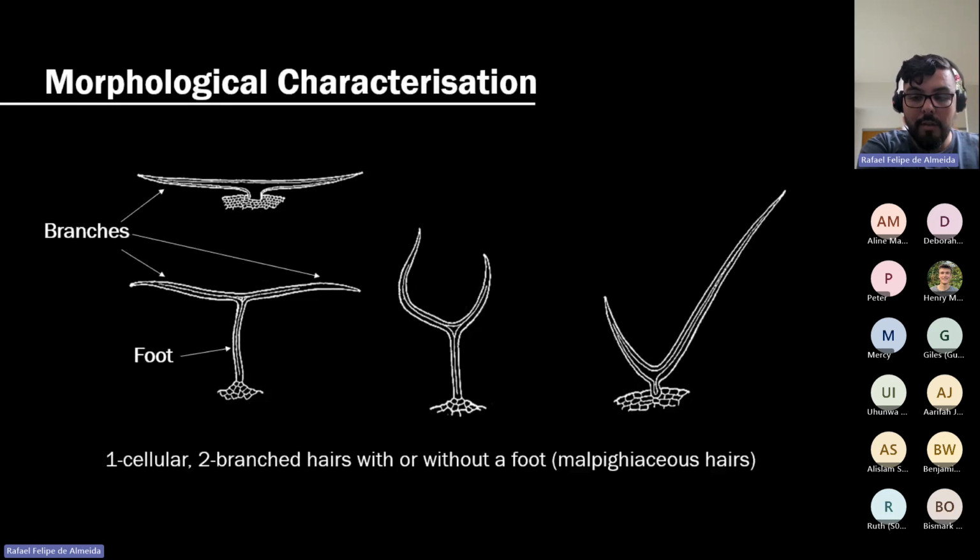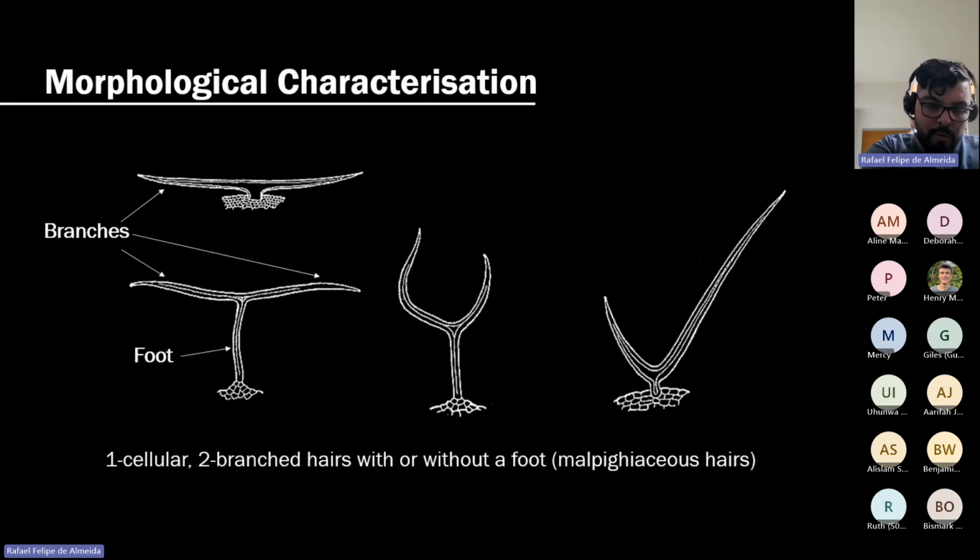The first morphological character that we can easily spot to identify this family is their Malpighiaceous hairs. So what is it? It's one-cellular, two-branched hairs with or without a foot. This entire thing that you can see macroscopically and touch is comprised of a single cell, and it always has this shape, like two branches and a foot, or the foot is very reduced and you can only see these two branches.